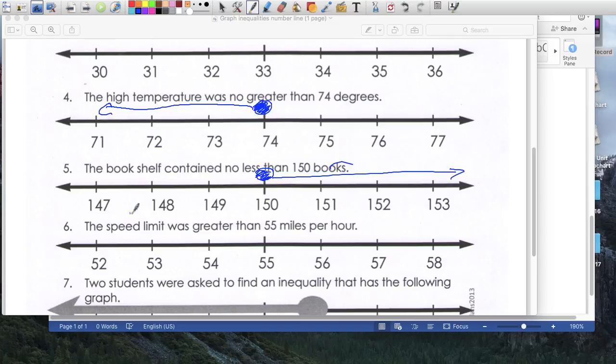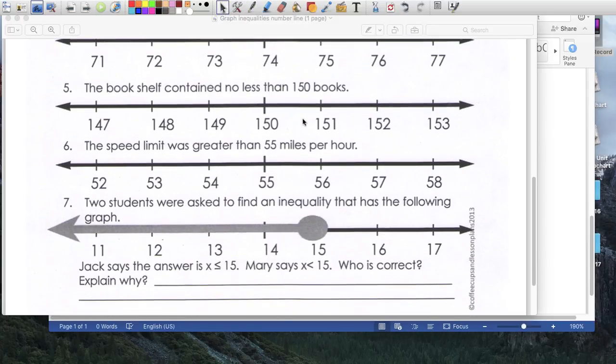The speed limit was greater than 55 miles per hour. So here's your speed limit. And to show that it was greater than 55, we point the arrow at this one because those are numbers greater than 55. 7. Two students were asked to find an inequality that has the following graph.